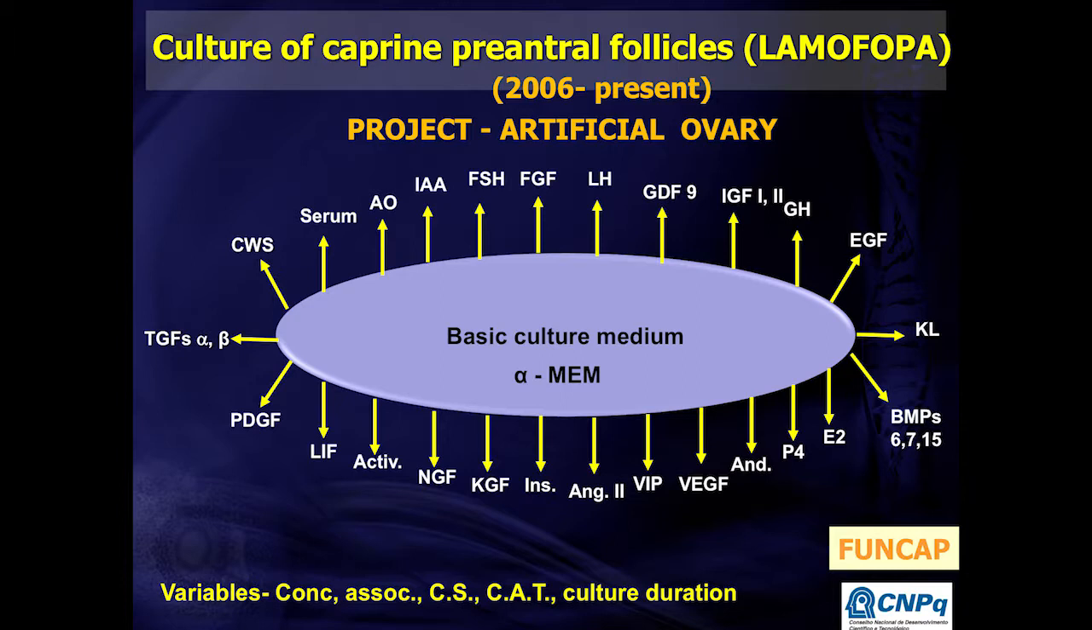In order to develop an efficient culture system for caprine preantral follicles, since 2006, we have been working on a project named Artificial Ovary. In this particular project, the effect of more than 30 factors in different concentrations, associations, types of culture system, culture addition times, and culture durations are being tested. In the next slides, I'm going to share with you a few protocols and results from this project.